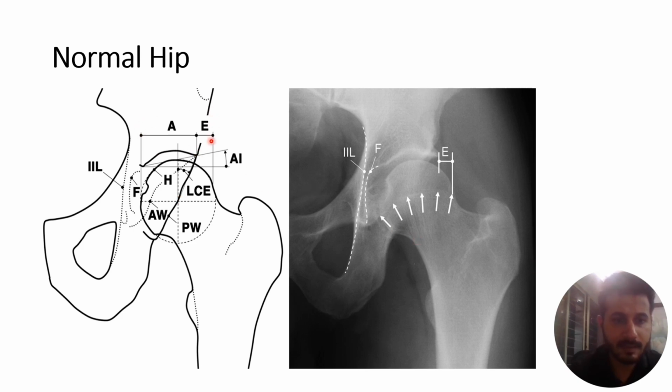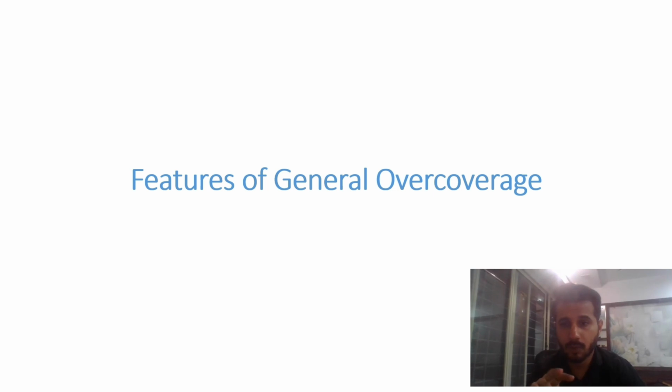Now, this A is the covered part of the femoral head and E is the uncovered part of the femoral head. This would give us something called the extrusion index. AI means the acetabular index, which we'll be talking about in a while. So you can see on this X-ray as well, this line which is crossing the femoral head center is a posterior wall line, and this hazy line is the anterior wall line. So this is a normal X-ray with the anteverted acetabulum. So now we know what a normal hip X-ray anatomy looks like. So let's move on to the features of general overcoverage.